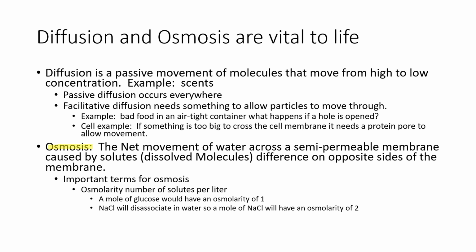Osmosis is a net movement of water across a semi-permeable membrane caused by the solutes, or dissolved molecules, being different on the opposing sides. So if you have more sodium or more molecules on one side of a membrane than the other, it can actually cause a pull. The more solutes, the more pull they can cause on water.